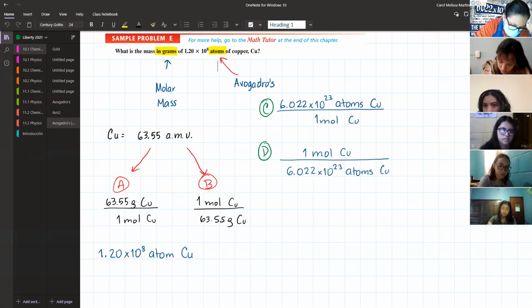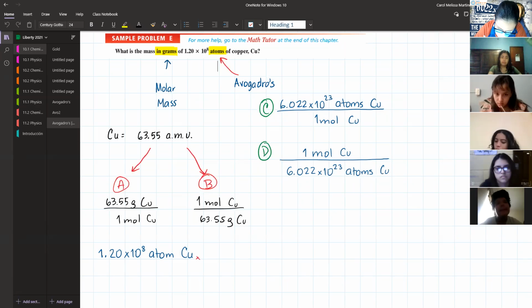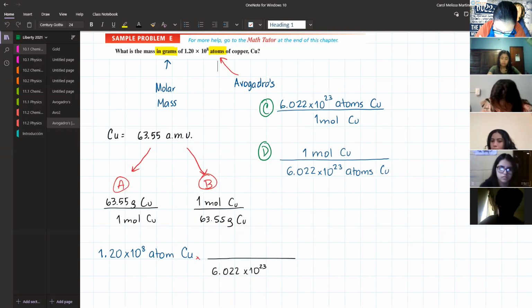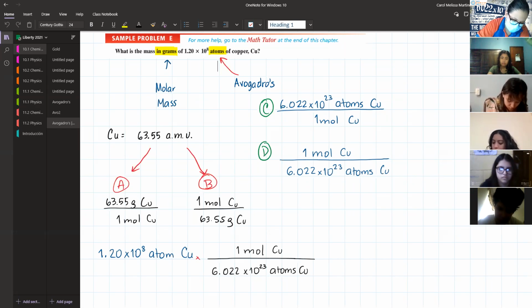Now, if I want to get rid of atoms, what conversion factor should I use? A, B, C, or D? D. I need to use D. So I write 6.022 times 10 to the 23rd power atoms of copper that you can find inside 1 mole of copper. Eliminate the atoms with atoms of copper there.